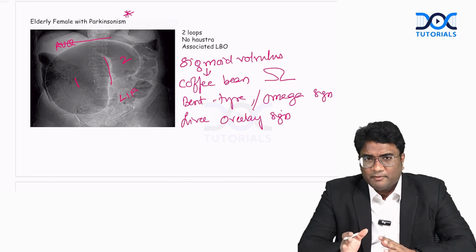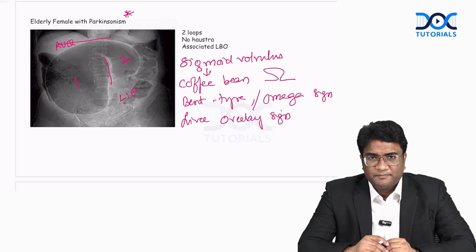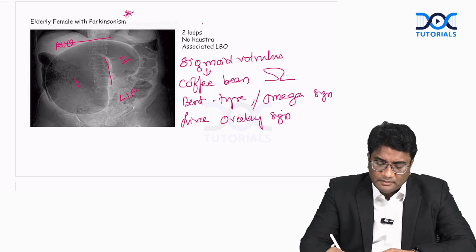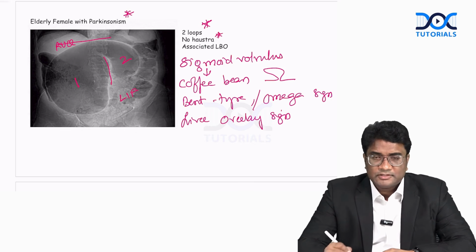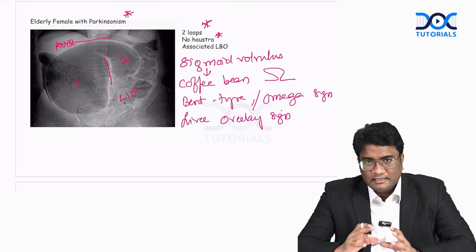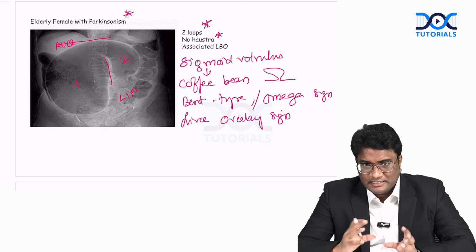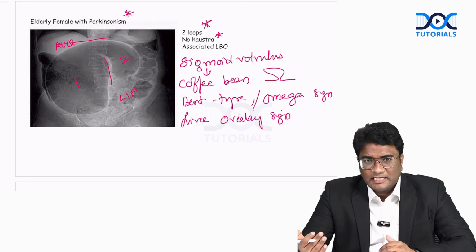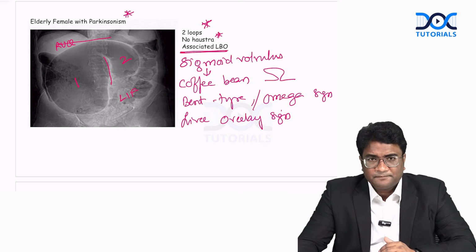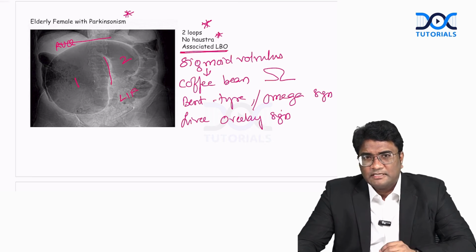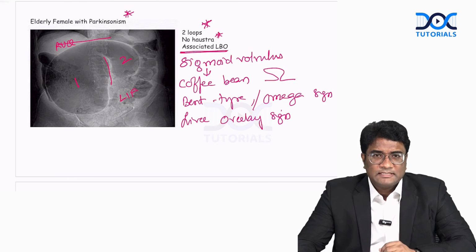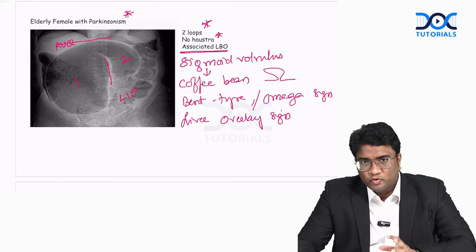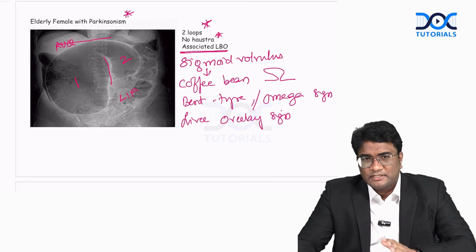And how to differentiate a sigmoid volvulus from a cecal volvulus is important. Sigmoid volvulus is seen in elderly patients with neurological symptoms. And you see the presence of two loops without any haustrations. Remember, sigmoid colon is of lesser caliber compared to cecum. So when this twists and distends, the haustrations are lost. And in front of the sigmoid colon, you have the large bowel, so it will be associated with large bowel obstruction. So sigmoid volvulus will show you this coffee bean appearance, bent tire or omega like appearance, usually seen in elderly patients with neurological symptoms. The appearance will show you two loops with no haustration and associated large bowel obstruction.